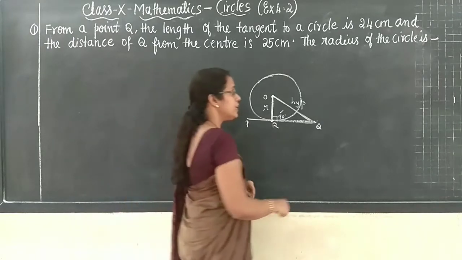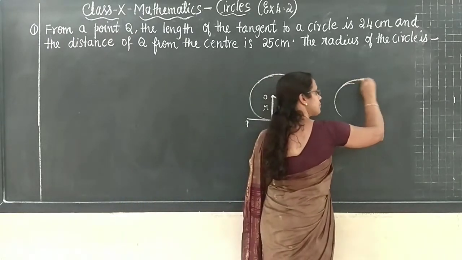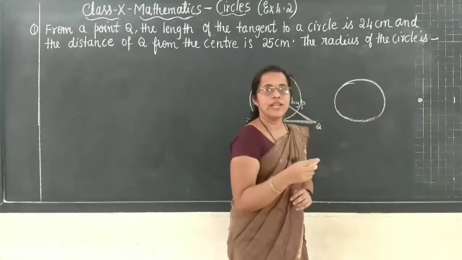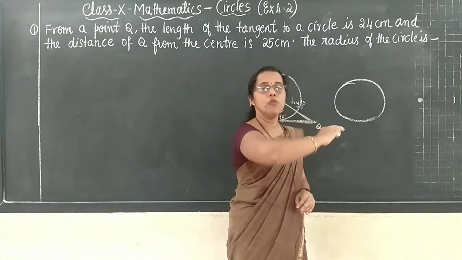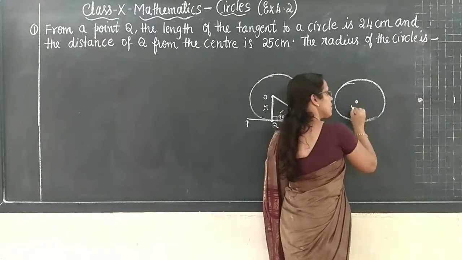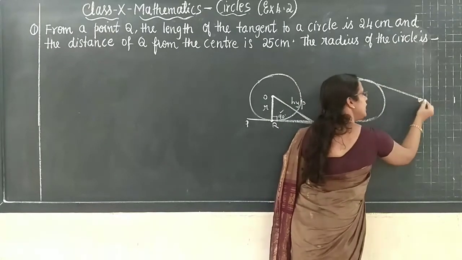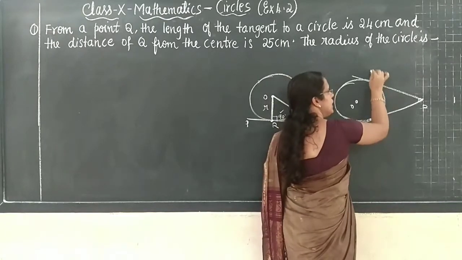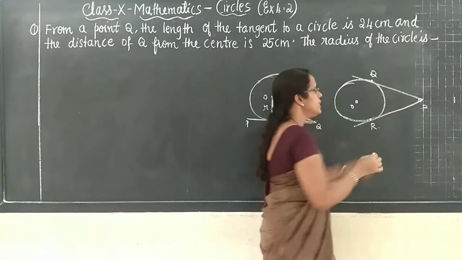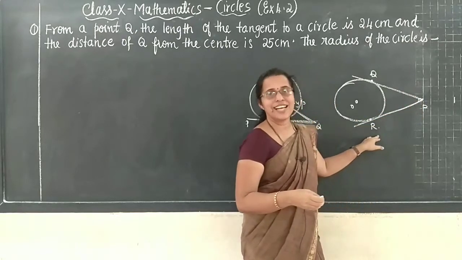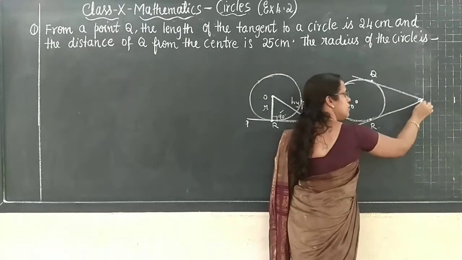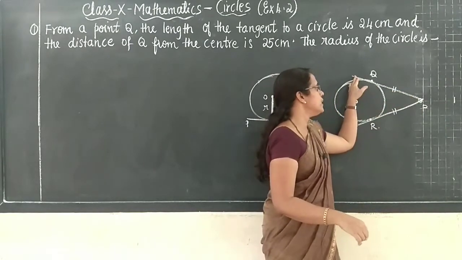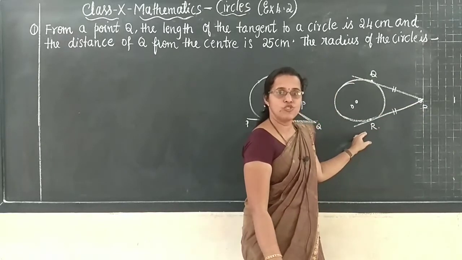Even another theorem we learned: if there is an external point to a circle, how many tangents can we draw from that external point? We can draw only 2 tangents. Here it is PQ and PR. These lengths are equal, as we learned in the last class. So for an external point, the tangents drawn have equal length. If it is 8 centimeter, even this is 8 centimeter.